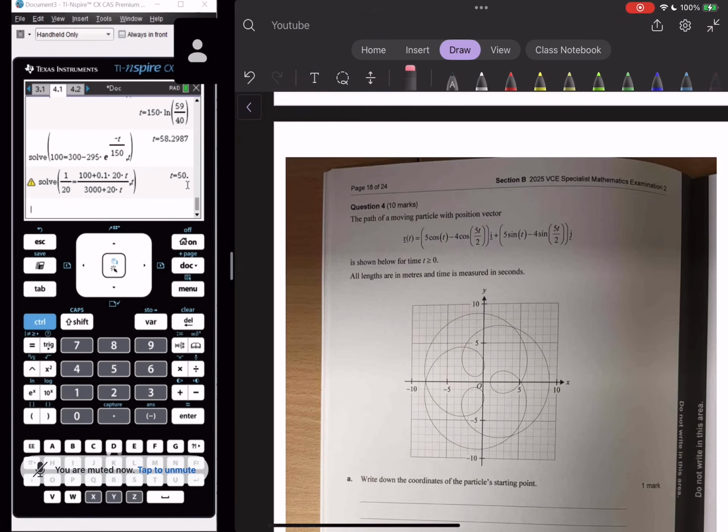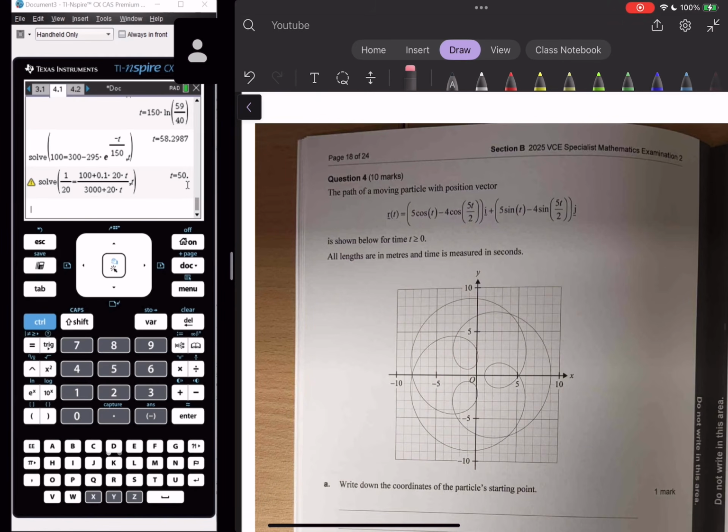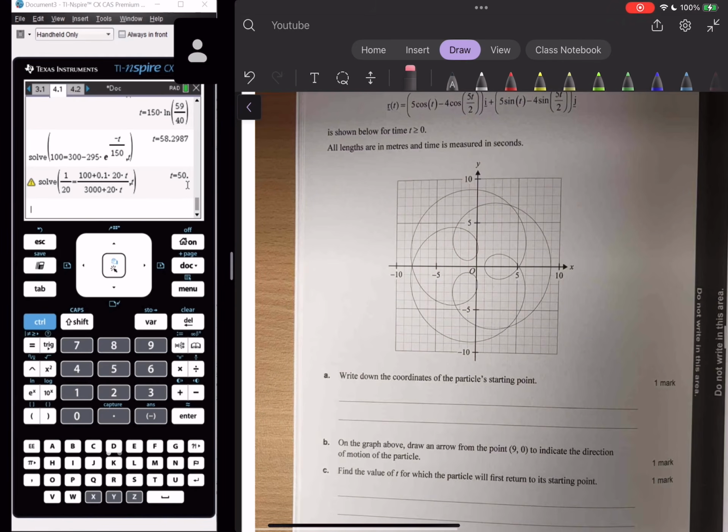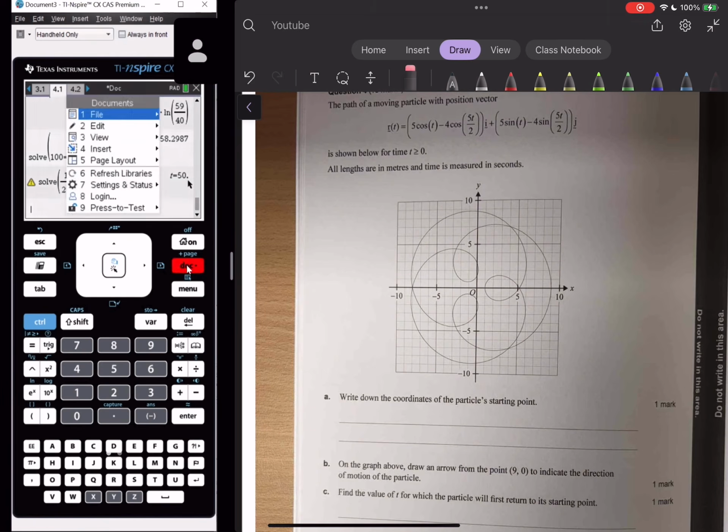Alright, so let's take a look at question 4. So we have a path of a moving particle with this position vector. And what do we want to do? We want to write down the coordinates of the particle's starting point. So let me first of all define this path r of t, and I'll open up a new problem page to do this.